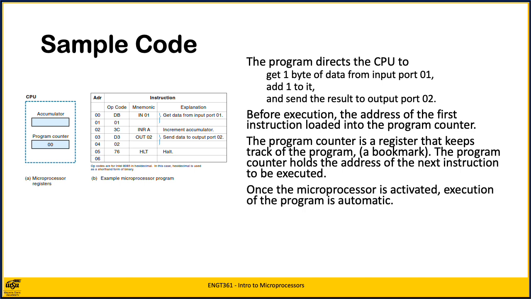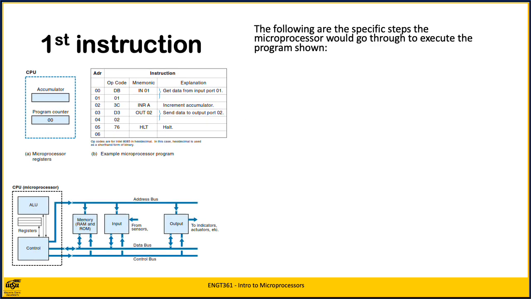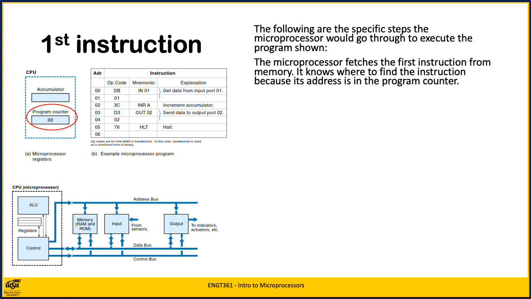Once the microprocessor is activated, execution of the program is completely automatic. The execution process is a series of fetch-execute cycles, whereby the processor first fetches the instruction from memory and then executes it. The following are the specific steps the microprocessor would go through to execute the program of Figure 2.4b. The microprocessor fetches the first instruction from memory. It knows where to find the instruction because its address is in the program counter.